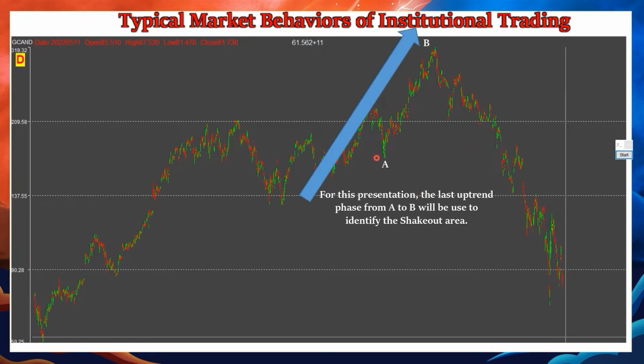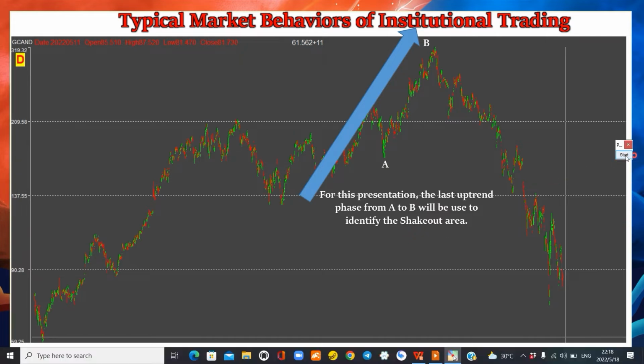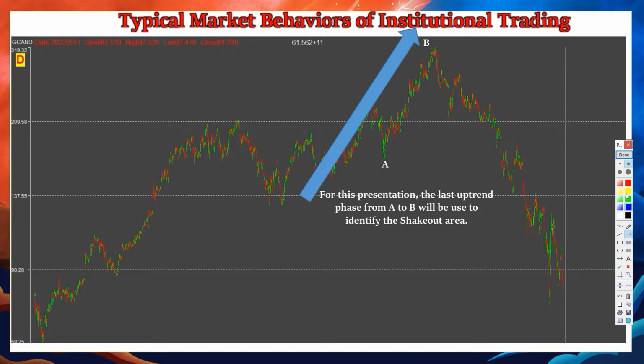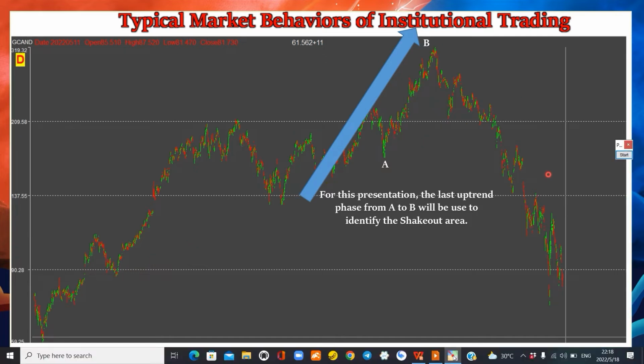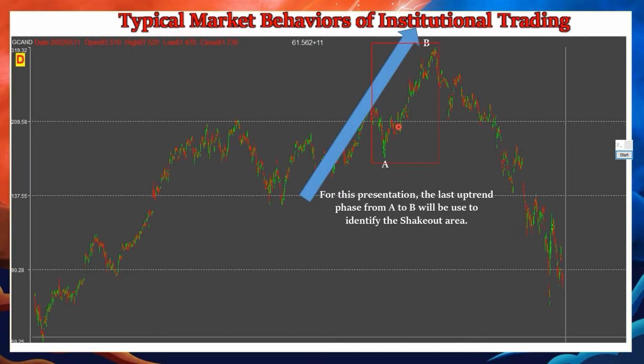Now, I have selected this final phase between point A to point B as a presentation to identify the shakeout area. All right. Now, why is this selected? If you imagine that you're going to have a trend line from this point to this point, this is still a valid uptrend. So we'll be looking at this uptrend all the way from point A to point B, where the potential shakeout area is, to identify them and see how we can make use of it in our favor. All right.